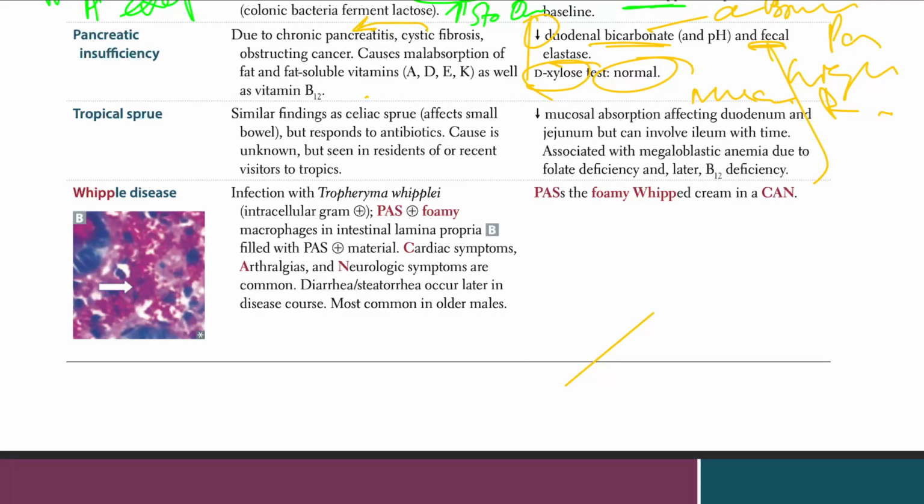Coming back, look at the treatment. How can you treat this guy? You give digestive enzyme replacements. You want to give those pancreatic enzymes back to the person, and he is all new.